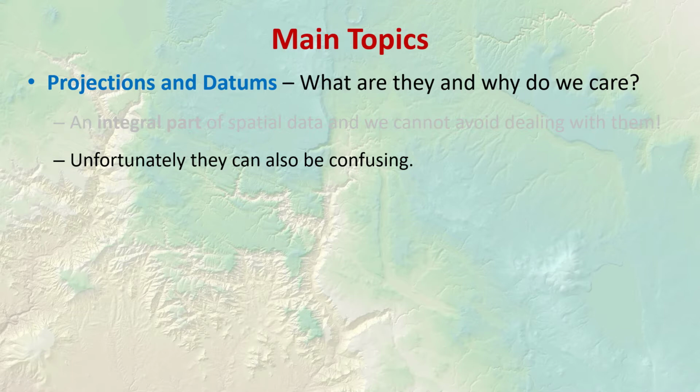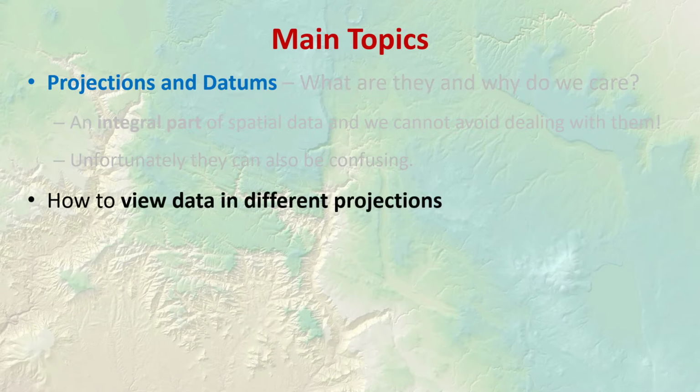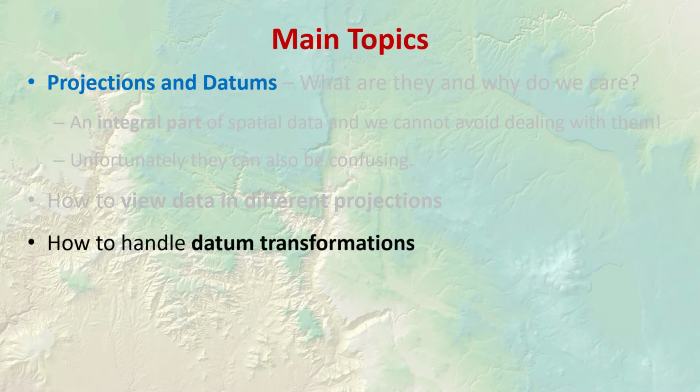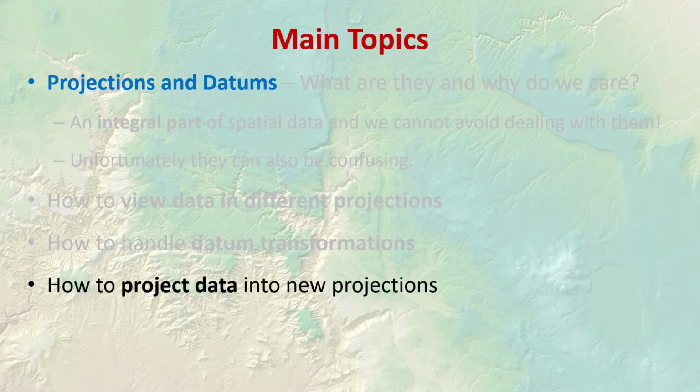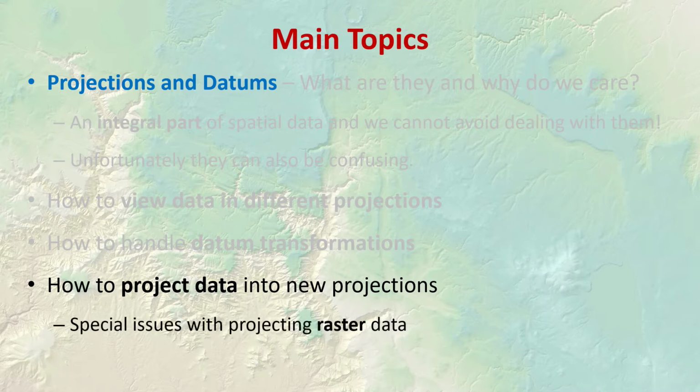So we're going to learn how to deal with different projections, and we're going to learn how to handle datum transformations. Fortunately, it isn't hard to do once you understand what's going on. So we'll learn how to view data in different projections, and these are the tools that you use to move data from one latitude-longitude system to another. We're going to see how to project data into new projected coordinate systems, which means to create a brand new version of the data in that new coordinate system. And we'll cover some special issues with raster data. Specifically, we're going to cover the problems that you get when you project raster data, and I'm going to try to convince you to avoid it whenever possible.